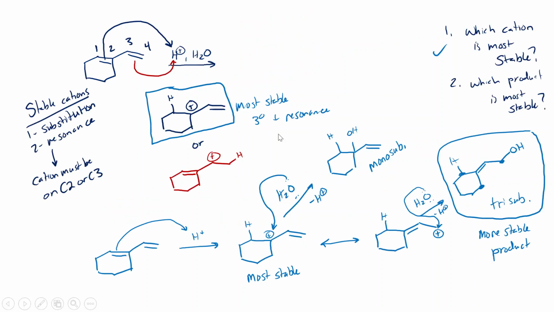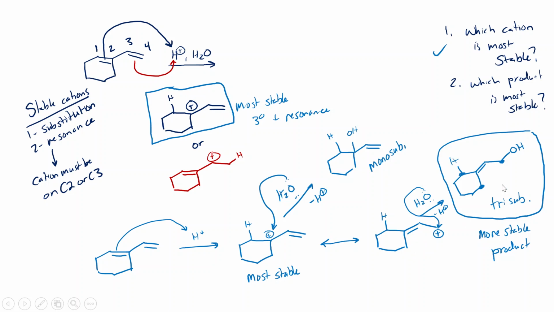Now, I want to point out that we don't ever consider this other carbocation. The H plus can only add in one place, right? So we can only make either the cation at C2 or the cation at C3. Once we make the cation at C2, we still have options because there's resonance there. But we find the most stable cation first, then draw the resonance structure of that cation. Those are the two things that lead to our two products.